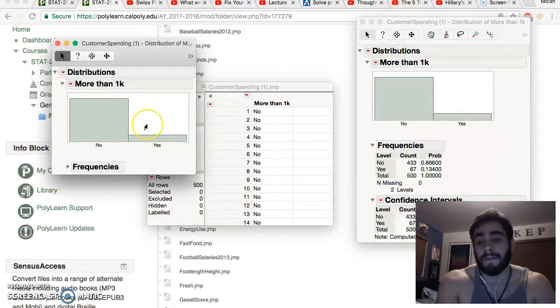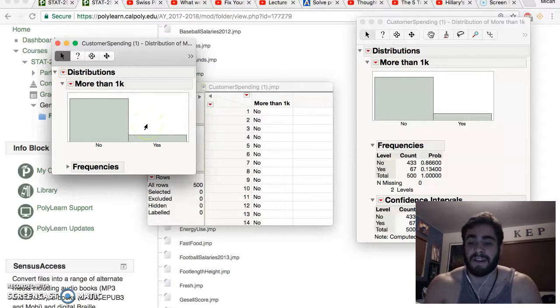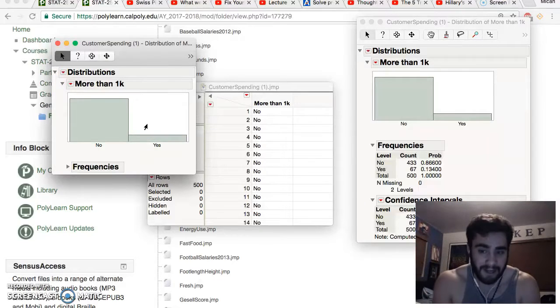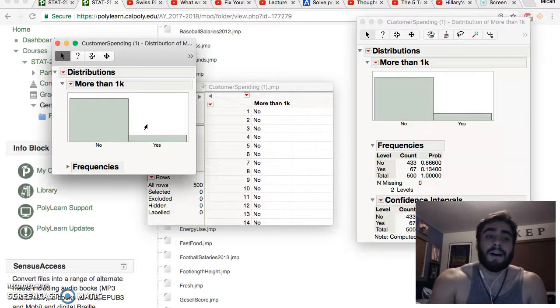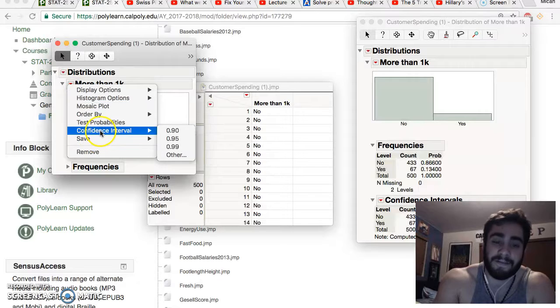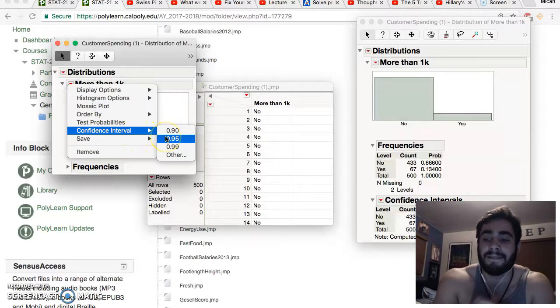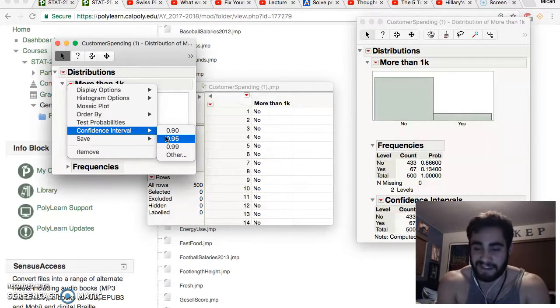And what you want to do to find the 95% confidence interval is, you obviously can do it by hand. It's going to take a while. Or you can use the JMP table like we're doing and go into the confidence level and go to 0.95, which is the 95% confidence interval.